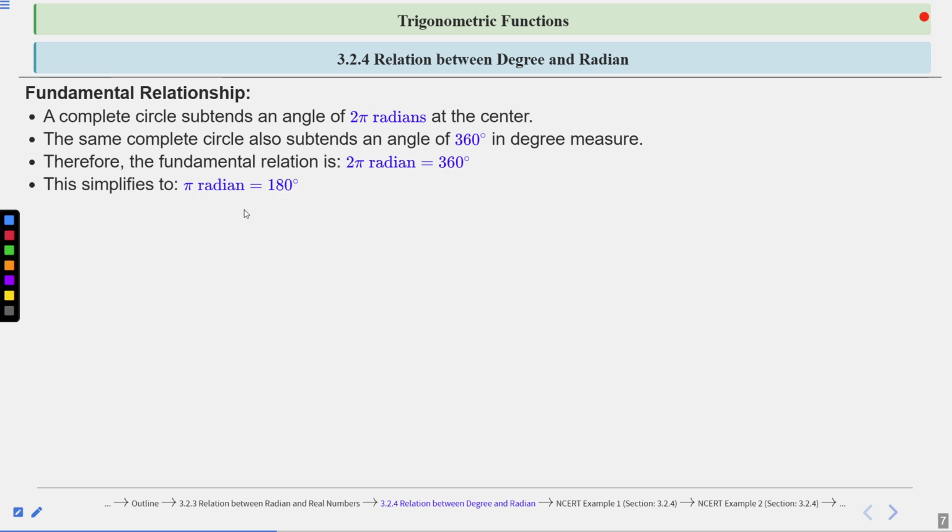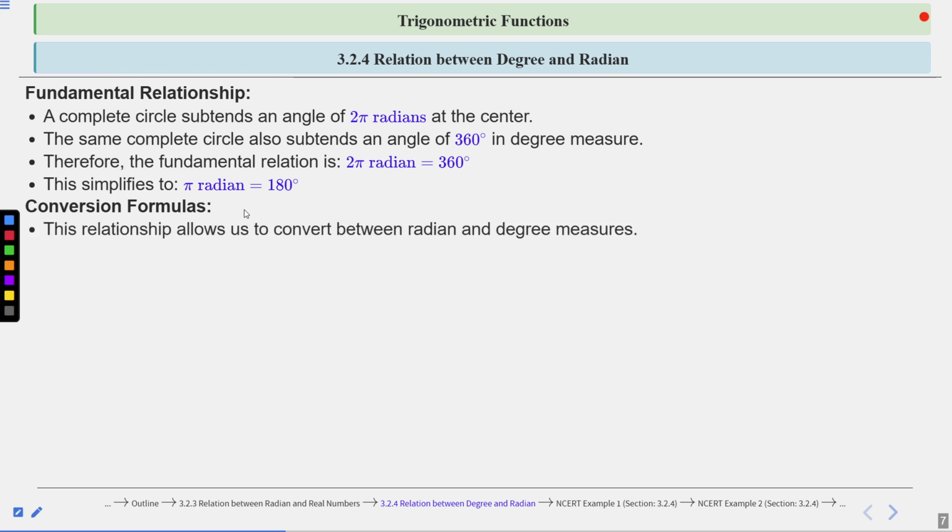Which simplifies, if you divide both sides by 2, you will get pi radian must be equivalent to 180 degrees. Now, you can establish your conversion formulas. So one is that in which you are converting radians to degree or degree to radian. Now radian to degree.